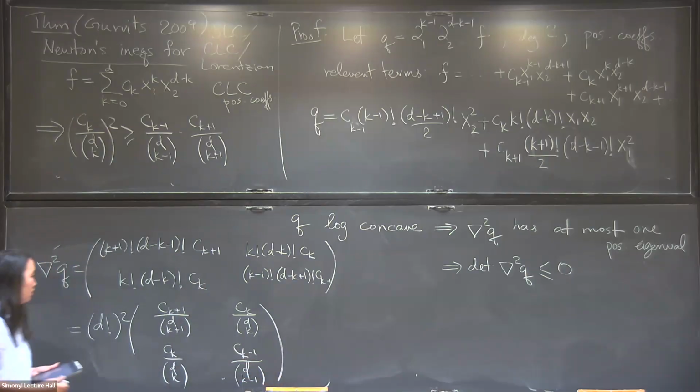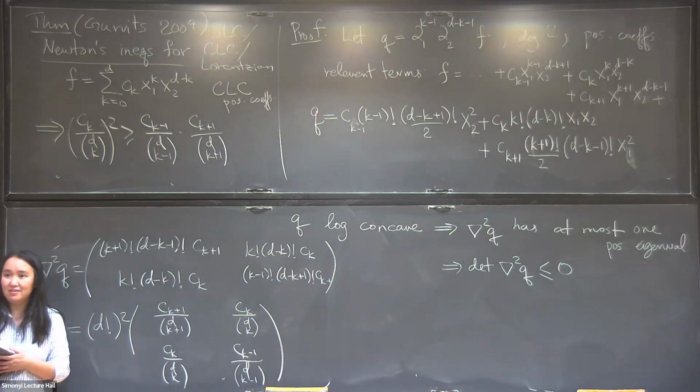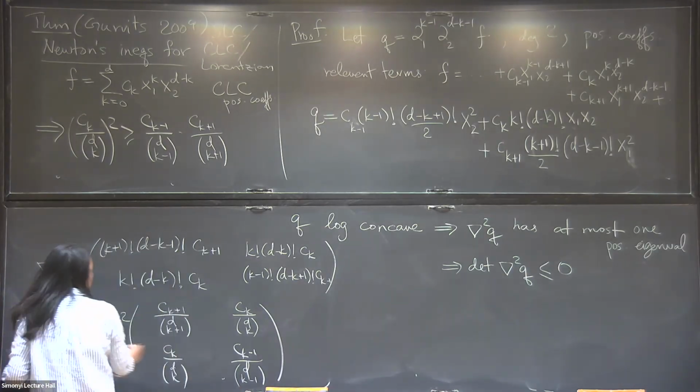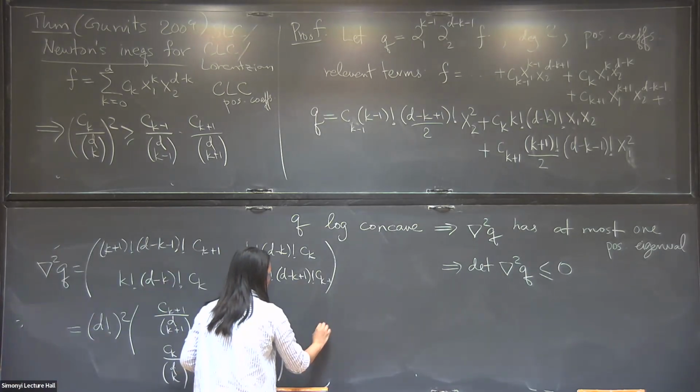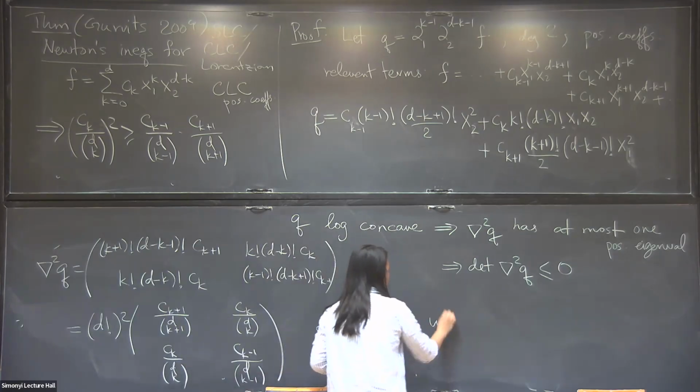So the determinant is less than or equal to 0, and that proves the Newton-like inequalities, or ultra log-concavity. Right, so this one, the determinant is that, like, the 0 implies.